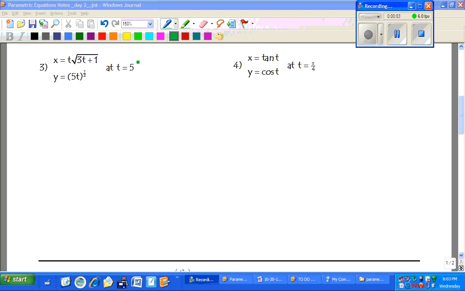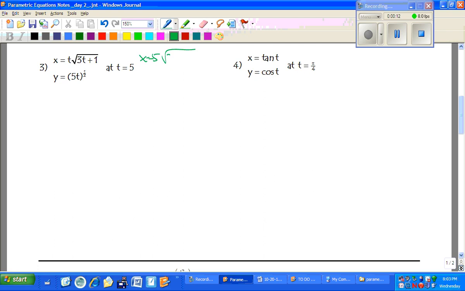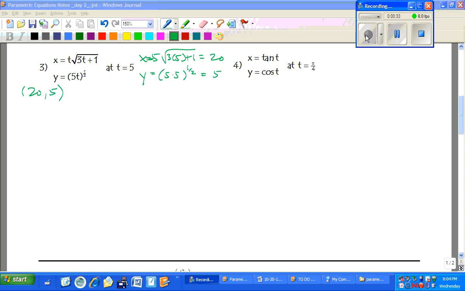Number 3, we're going to start off again finding the point when t is 5. So if we put 5 in for t, we get 5 times the square root of 3 times 5 plus 1. So 16 under the square root, we get 4 times 5, we get 20 for x. For y, we get 5 times 5 to the 1/2. So square root of 25 is 5.